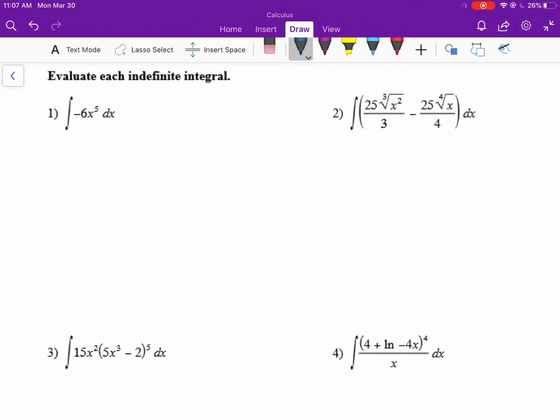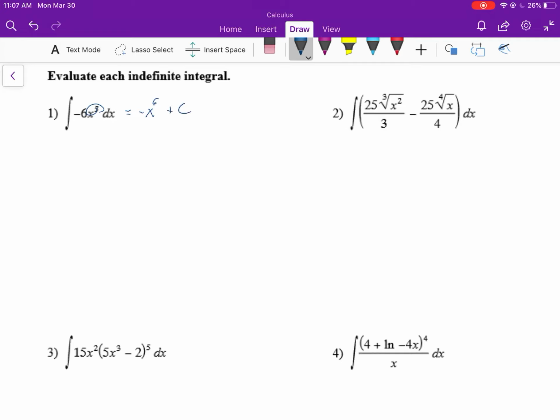I think you're pretty good at these by now. You can kind of just put the answer in there if you know it. Realize this one's negative. So thinking ahead, we know there's going to be a 1/6 out front because of that. So our guess is going to be negative x to the 6th plus c.